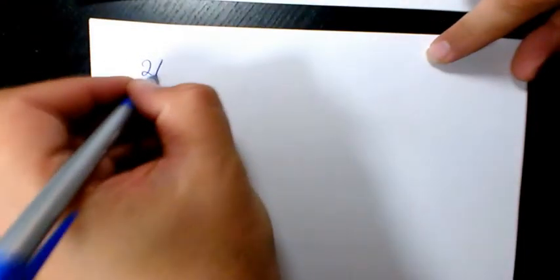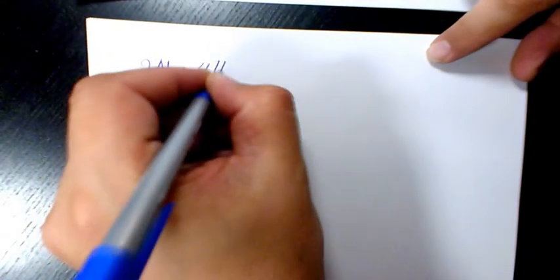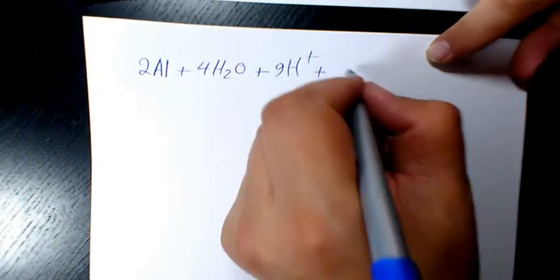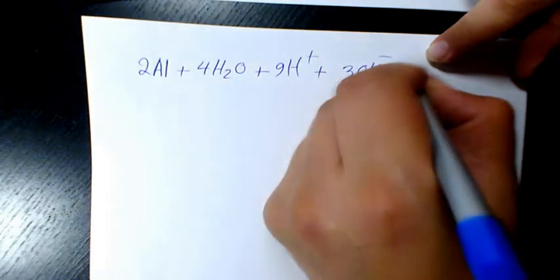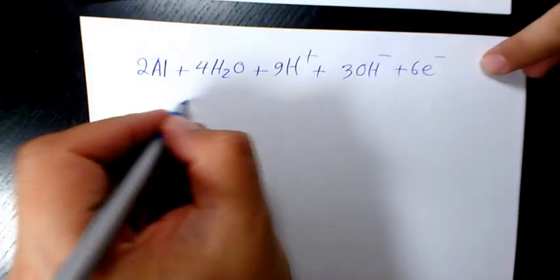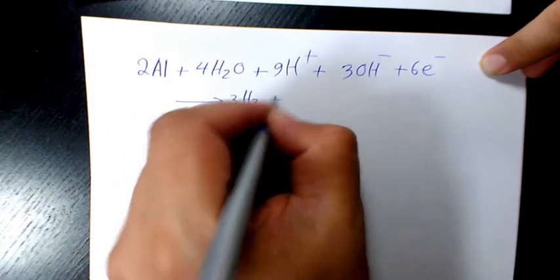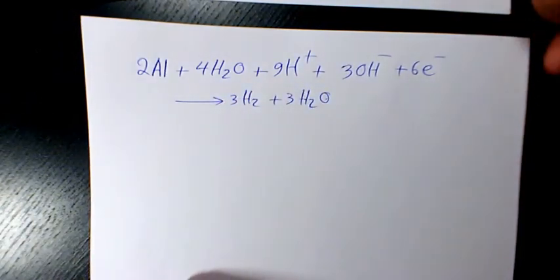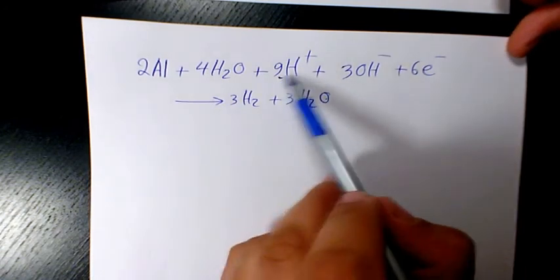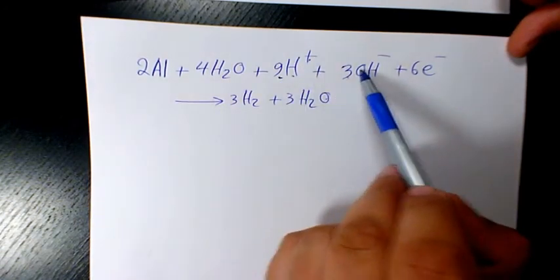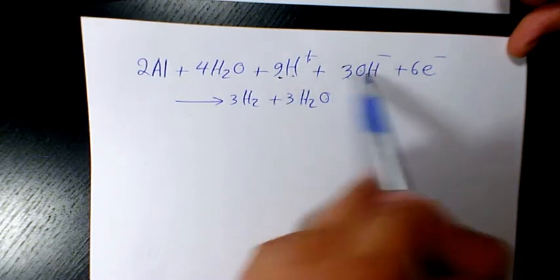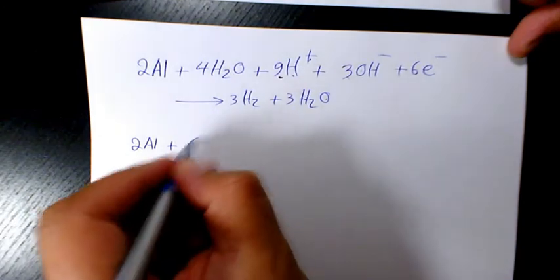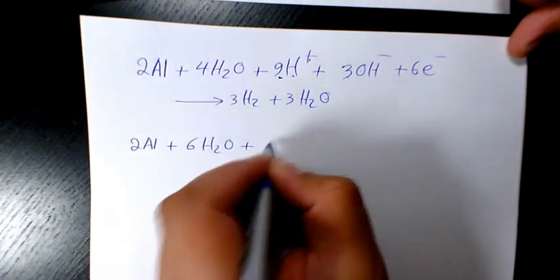It's going to be 2Al plus 4H2O plus 9 protons, 3OH minus plus 6 electrons gives us 3H2 plus 3H2O. Now what we need to do, 9 protons and 3 OH minus, they can make 3 water molecules. So 2Al plus 2 water molecules is going to be 6 water molecules plus 6.